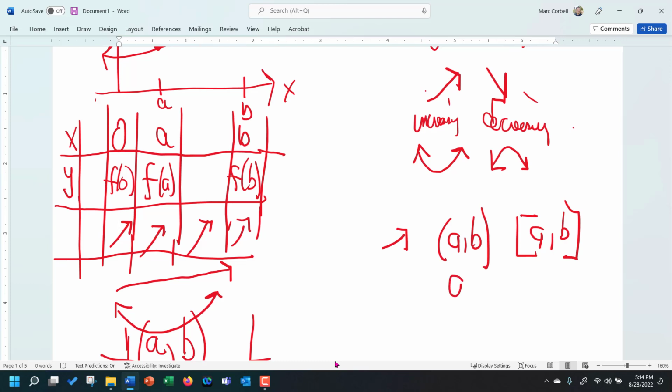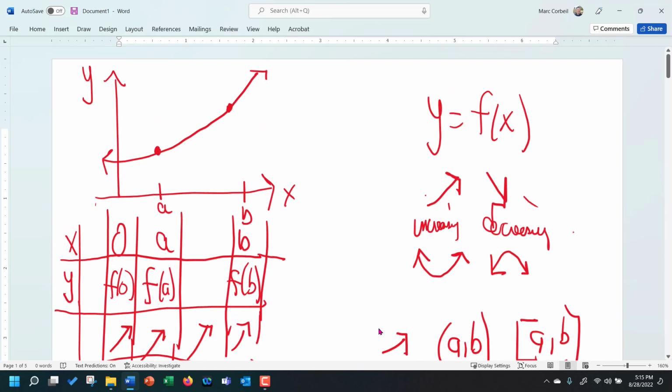We could have used A less than or equal to X less than or equal to B for this one here, and for this one here we could have used A less than X less than B. So we could have used either one. Just kind of reviewing and taking a look at that.